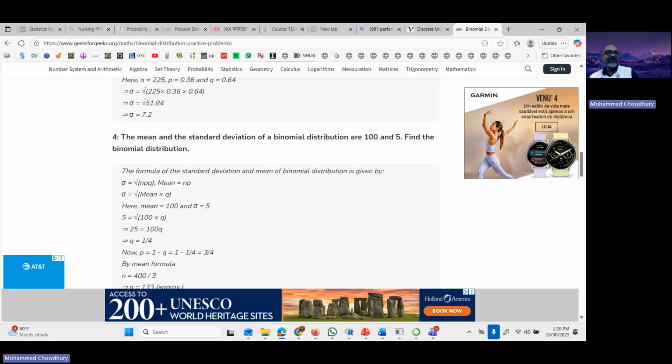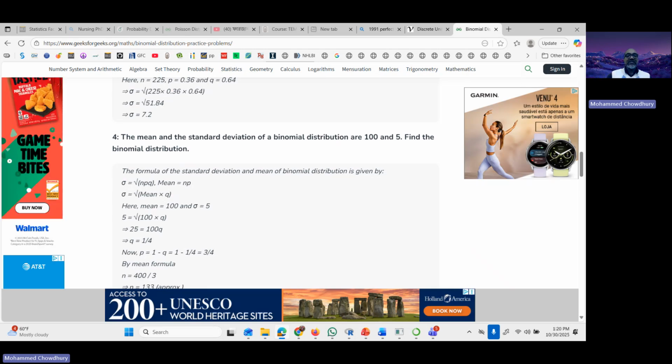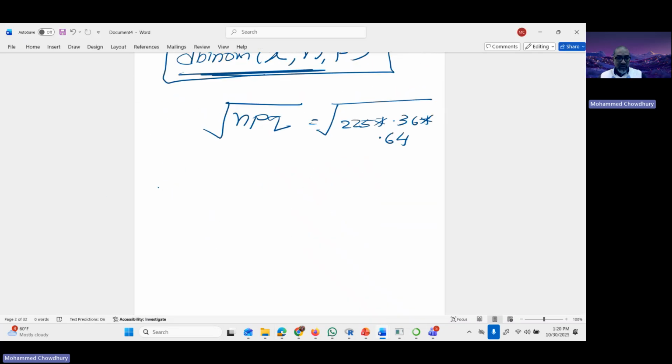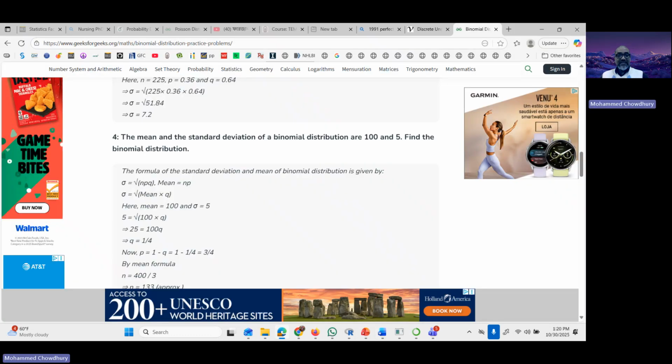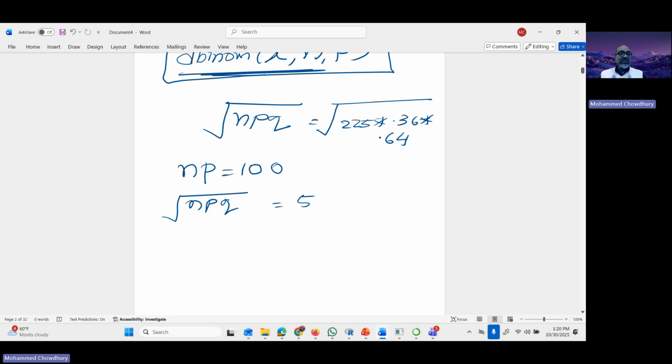So see, they have given the mean and standard deviation of a binomial distribution as 100 and 5. The mean of the binomial distribution is np, and the standard deviation is the square root of npq. Mean equals np, which is equal to 100, and standard deviation equals 5. Then they have asked us to find n and to find p. These are the two questions, okay?